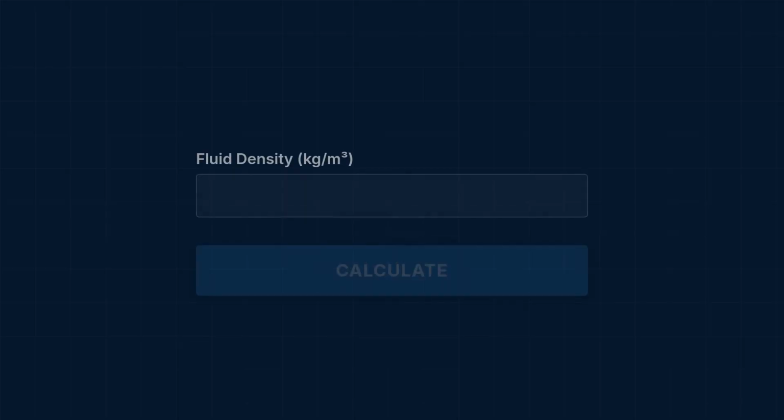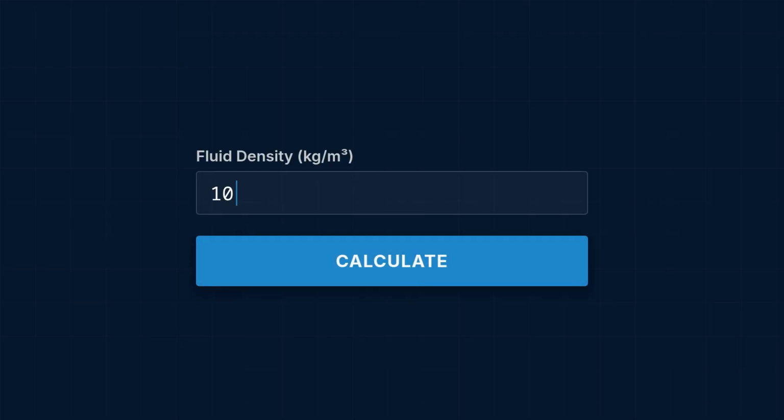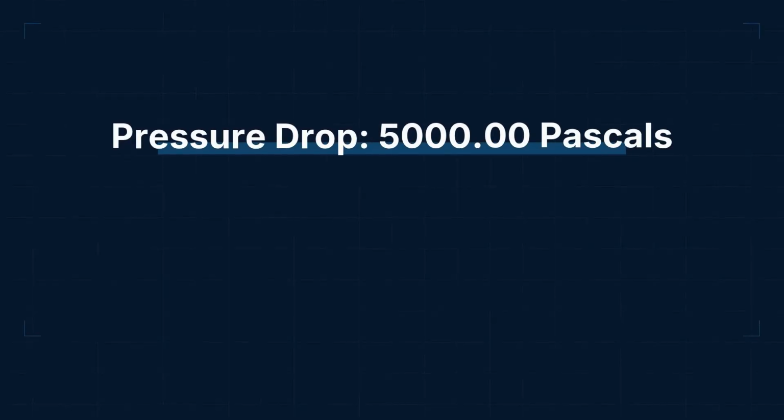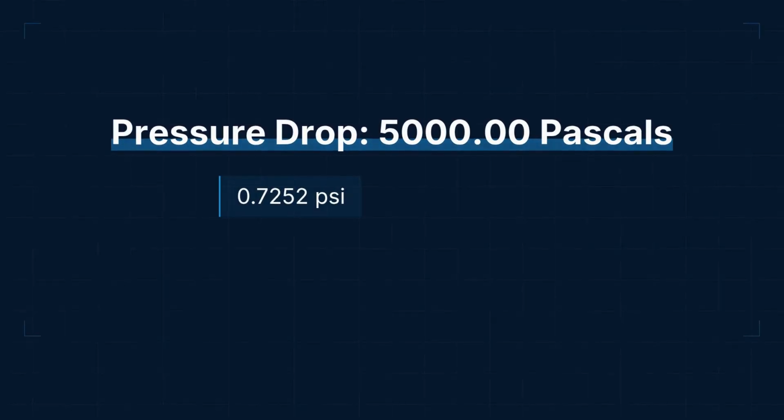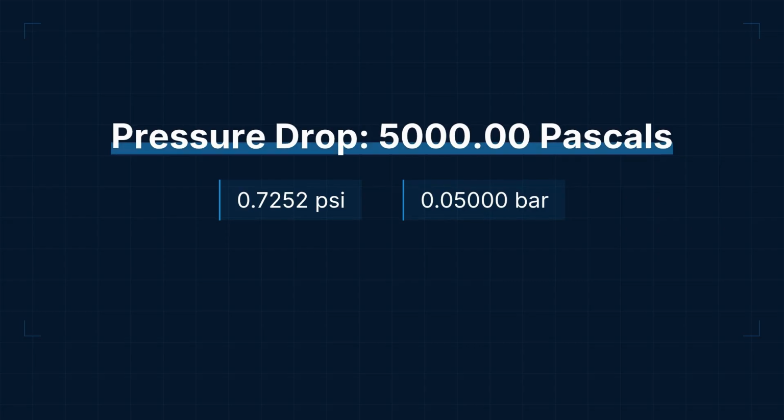I'll enter K-factor equals 10, fluid velocity equals 10 meters per second, and fluid density equals 10 kilograms per cubic meter. After clicking Calculate, the results show pressure drop 5,000 pascals, which converts to 0.7252 psi or 0.05 thousand bar. The head loss is 50.9684 meters.